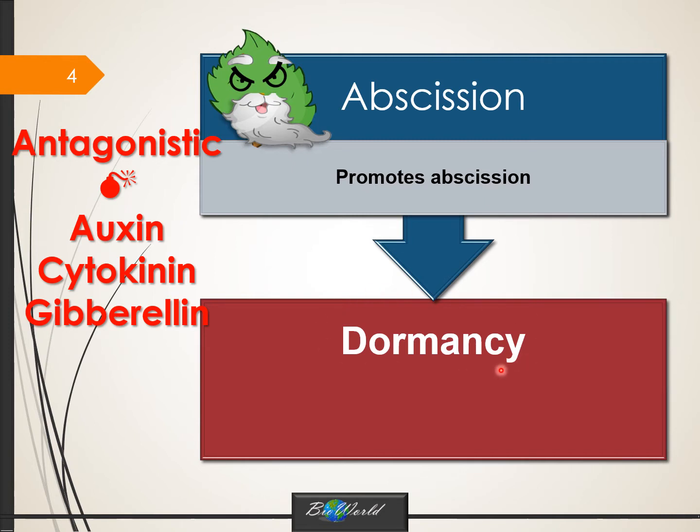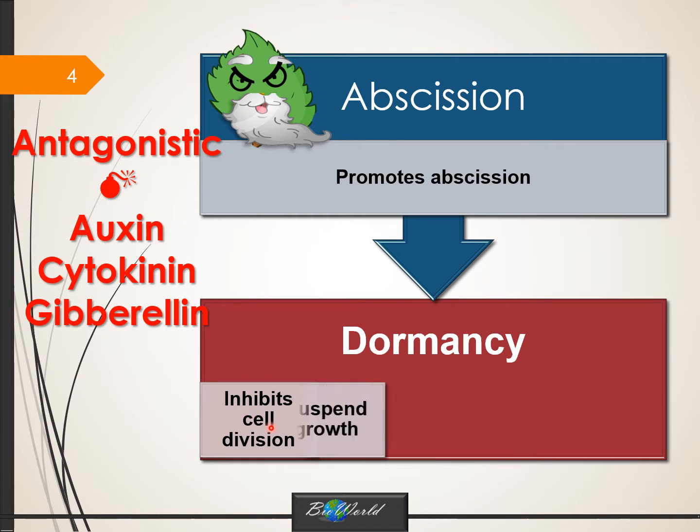The second event is dormancy. Dormancy is when the plant sort of goes to sleep. The plant stops growing. To stop growing, the first thing is that cell division must stop. So abscisic acid actually inhibits cell division, and in doing so, it will suspend growth. Suspend means stop the plant from growing. This is necessary during seasons which are not suitable for plant growth, for example, during winter or during dry seasons. So dormancy can be useful to the plant too.